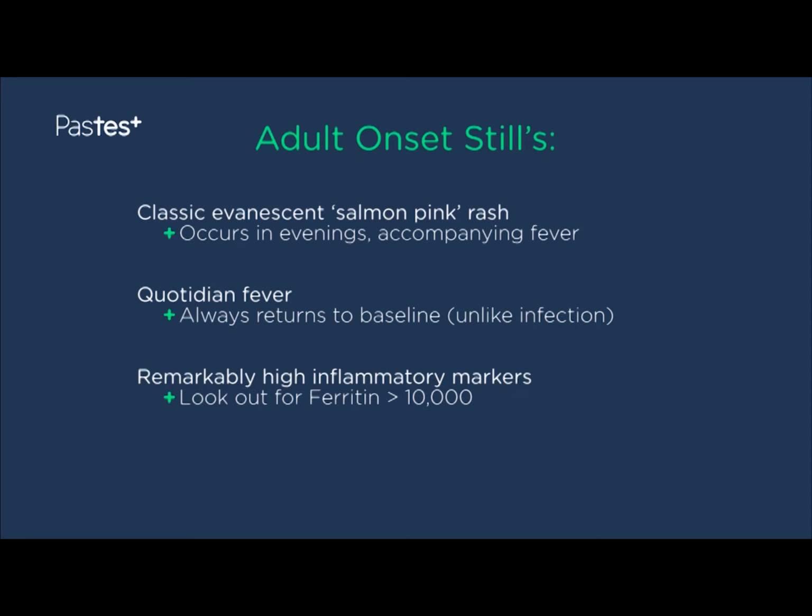The other classic thing about Still's is that they tend to have very high inflammatory markers. Ferritin, one of the other acute phase proteins that you can measure, often is found in excess of 10,000. And although that's not specific, it's something that's often used. And anecdotally, people always say, if you think it might be Still's, check a ferritin.